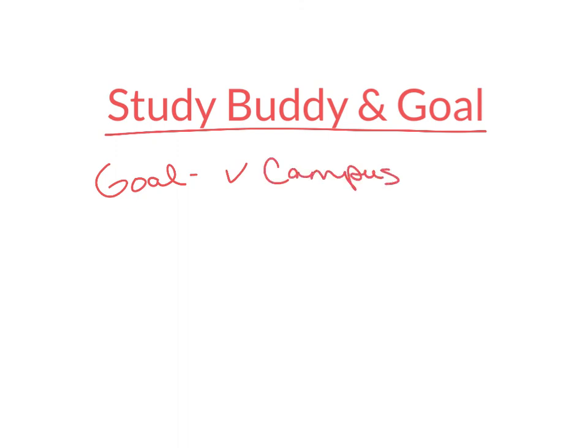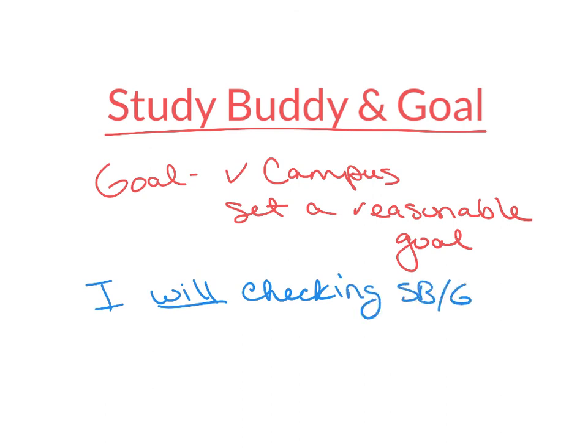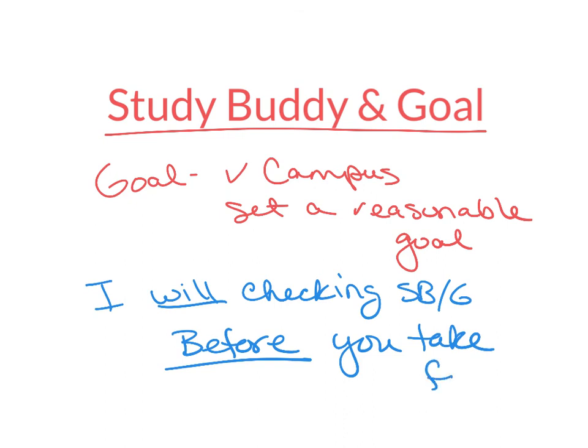So remember this study buddy and goal. Take a look on campus to see your scores. And then set a reasonable goal, something that is doable for this final. That must be done before you take your final. I will be checking your study buddy and goal before you can take the final, okay? So make sure you have it ready to go.